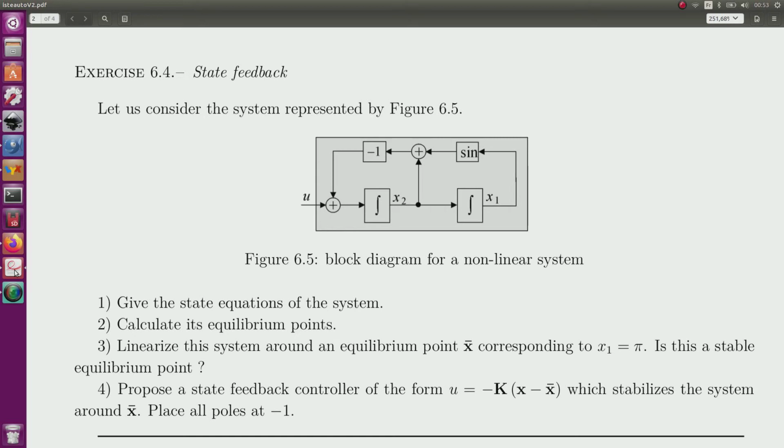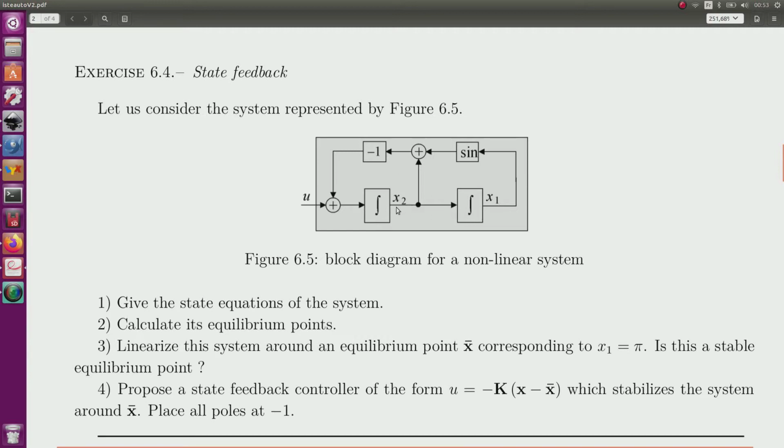State feedback. We have the system represented by the figure, which is nonlinear due to the fact that I have a sine, which is a nonlinear function. I have two integrators, so my system is of order 2.